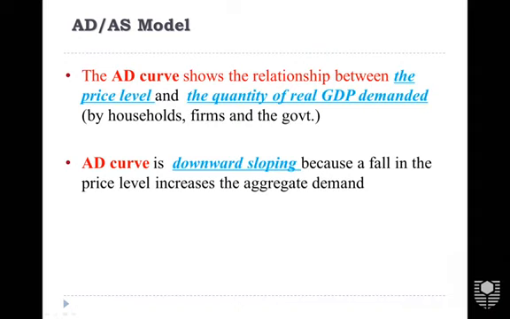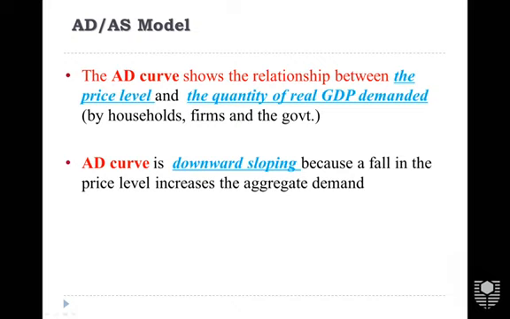So the aggregate demand curve shows the relationship between the price level and the quantity of real GDP demanded. If you want to use your demand and supply models understanding here, you can use that. Now, the demand curve says that whenever the prices increase, the demand decreases. And the same rule applies here as well.